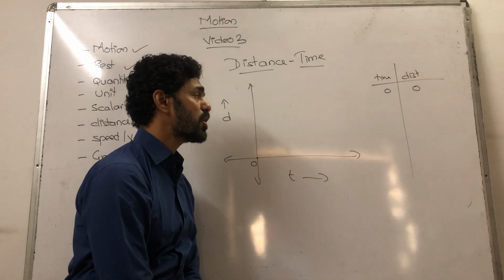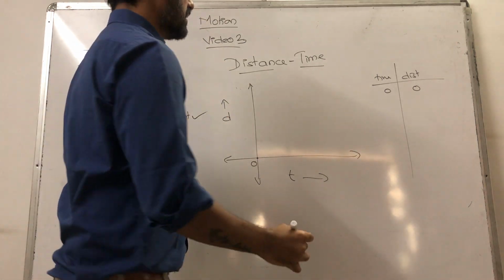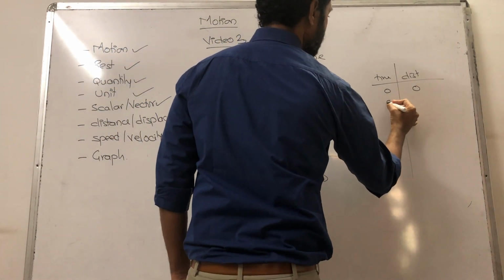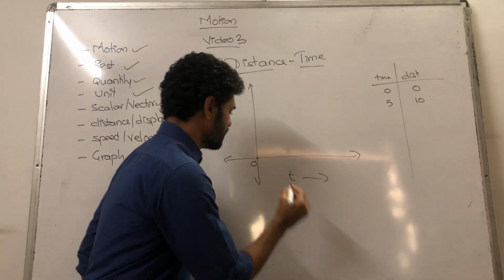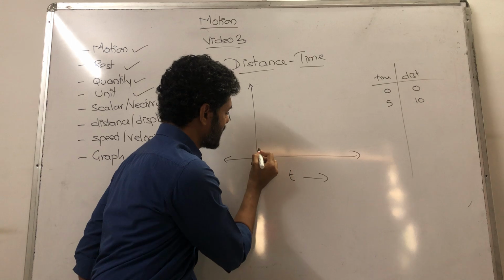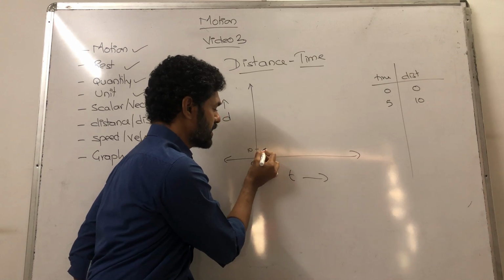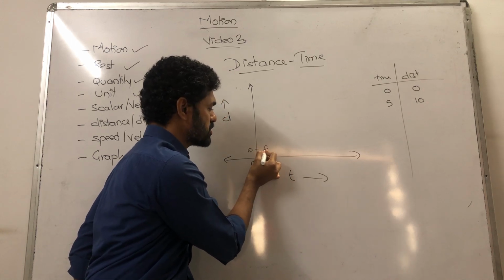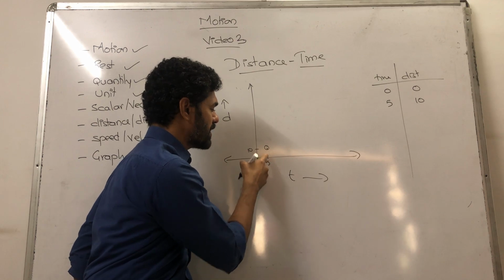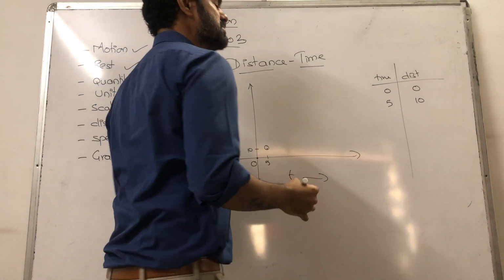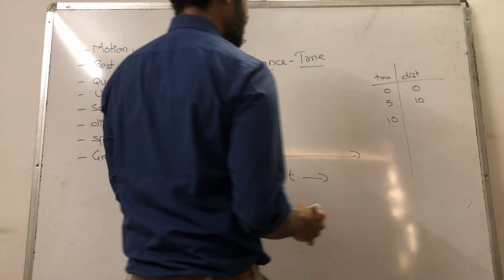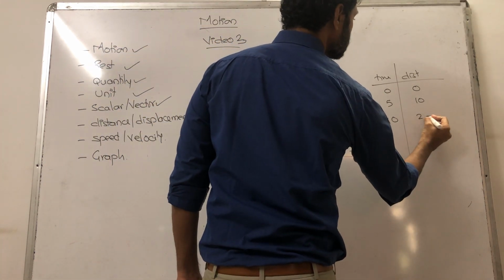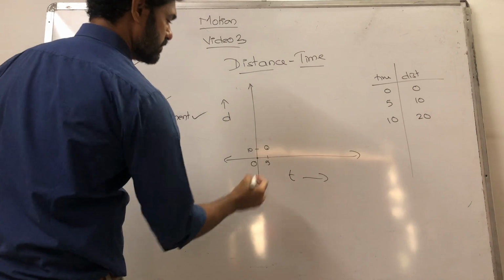So this is where the object is. Now let's say after 5 seconds the object has travelled a distance of 10 meters. Suppose this is 5 seconds and this is where 10 meters is on the y-axis. So this is our coordinate. After 5 seconds it is at 10. Now because the motion is uniform, after another 5 seconds, that is after 10 seconds, it would travel another 10 meters. So the object would be at 20.